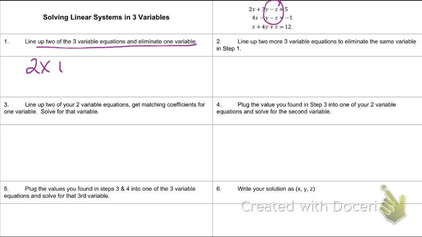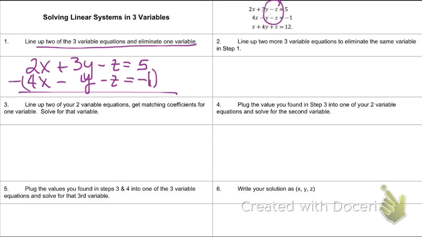So I'm going to have 2x plus 3y minus z equals 5. And then 4x minus y minus z equals negative 1. So I'm going to subtract this one. And I'm going to get negative 2x. Positive 3y minus a negative y is plus 4y. Negative z plus z is 0. 5 minus negative 1 is 5 plus 1, which is 6. So I've got that two-variable equation now.